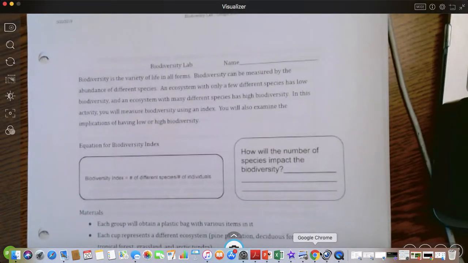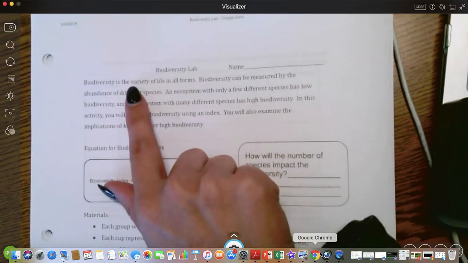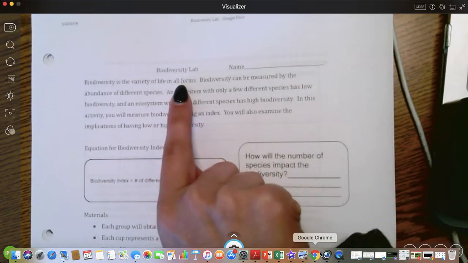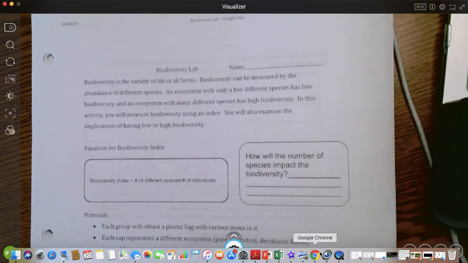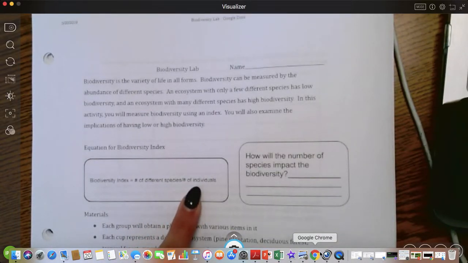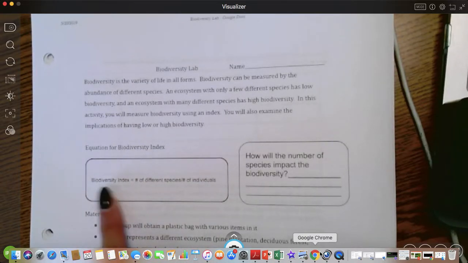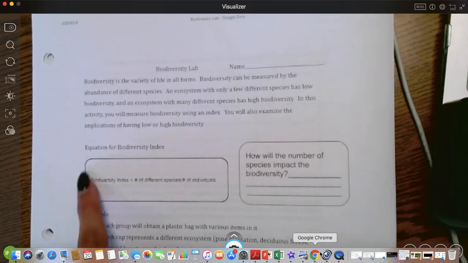This video is to help you with your biodiversity lab. So let's begin with what biodiversity is. We know it's the variety of life in all forms, so that would be plants, animals, bacteria, and so forth. We're going to measure biodiversity by looking at the number of species over the number of individuals. This value is called our biodiversity index. The higher this number is, the higher your biodiversity is, and generally the healthier your ecosystem is going to be.